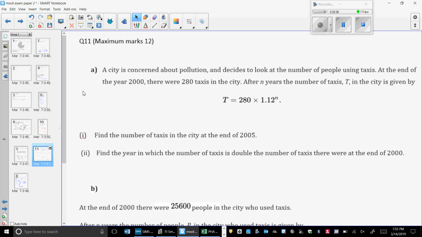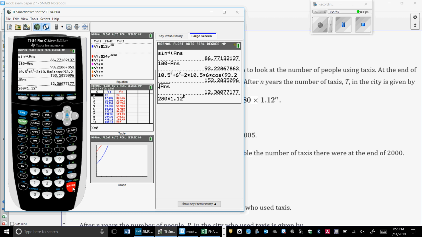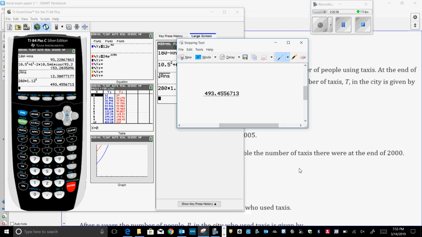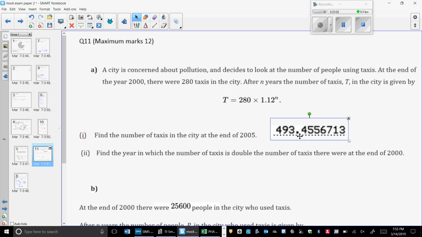So, the number of taxis in the city at the end of 2005. So, that means that n is 5. So, you can stick 5 into here. So, there we go. So the number of taxis, you're going to have 493, because obviously you can't have point anything in a taxi.